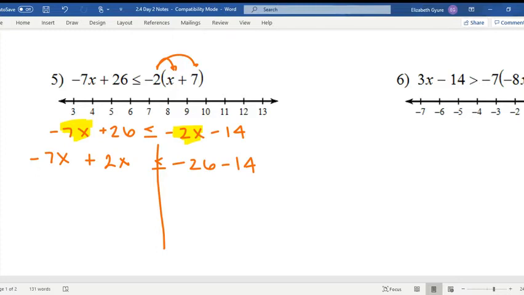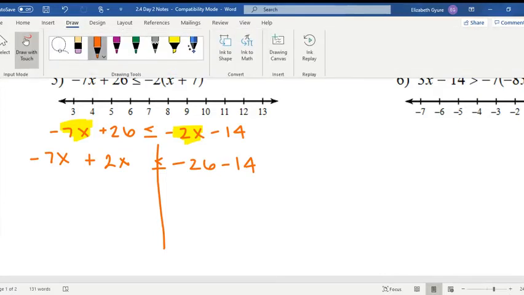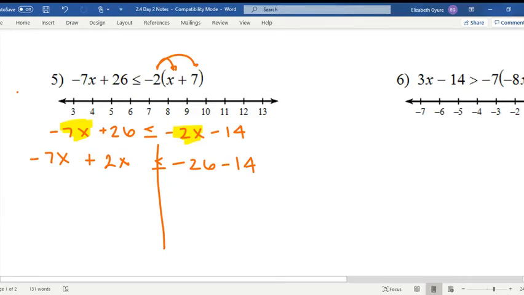Just kind of highlighting it ahead of time helps with that a little bit. I think so, right? Because anything that has an x, you pre-highlight it, you move that over, everything else will. Okay. So now let's combine our like terms. Negative 7x plus 2x. Don't guess, use your calculator if you need to. What's negative 7x plus 2x? Oh, come on, brave souls. Yes, Nick, thank you. It is negative 5x is less than or equal to negative 26 minus 14.